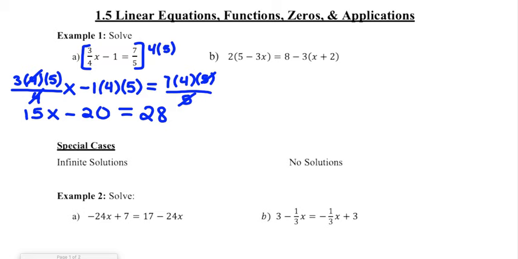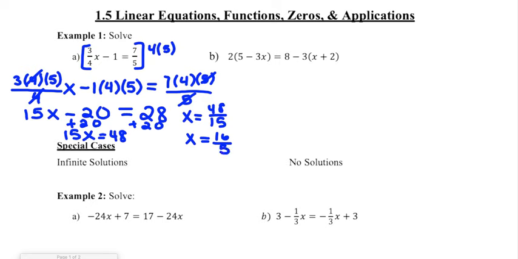Then I'm going to try to isolate x. I'm going to try to get x alone. So I'm going to add 20 to both sides, and I get 15x equals 48. Divide both sides by 15. So I get that x equals 48 divided by 15, but that can reduce. Reduce that: x is equal to 16 divided by 5.